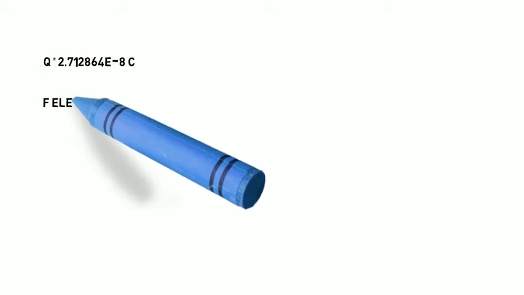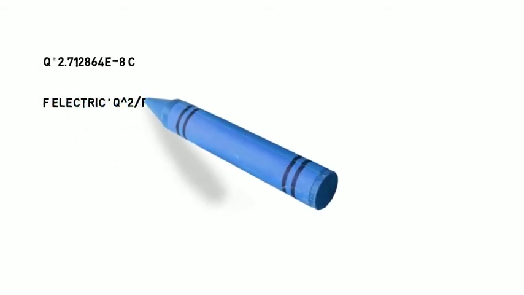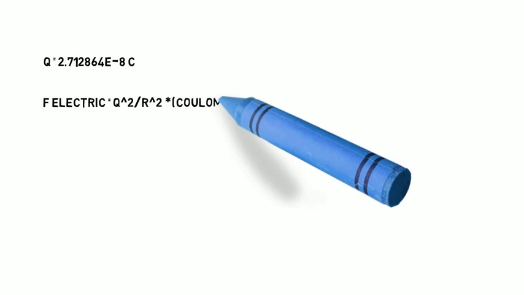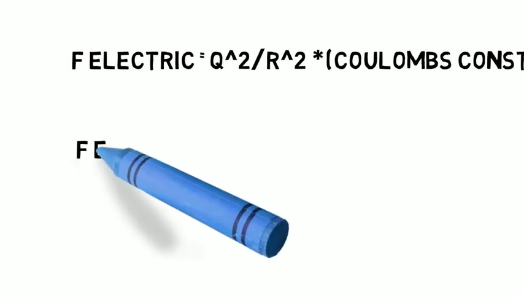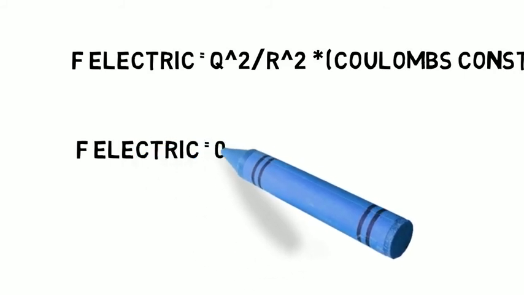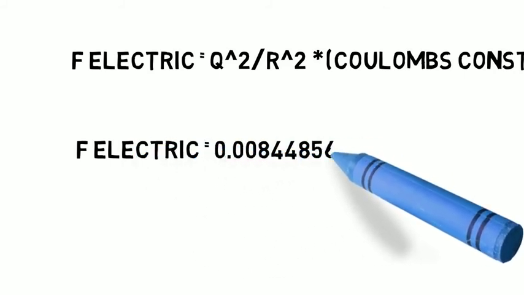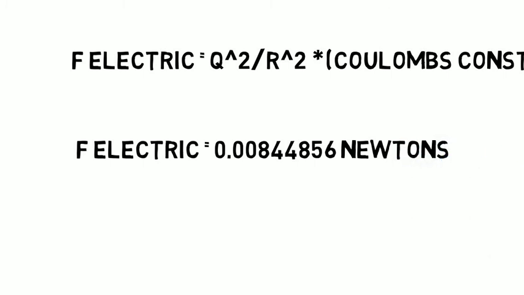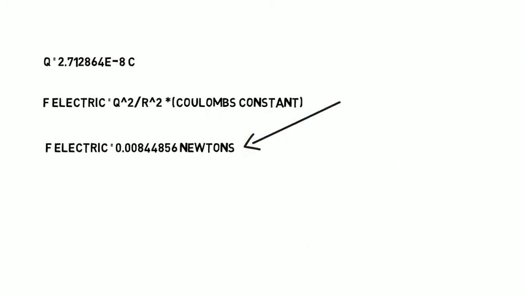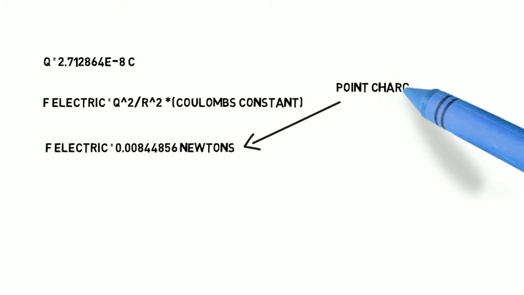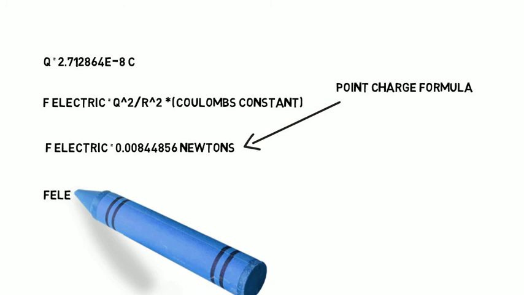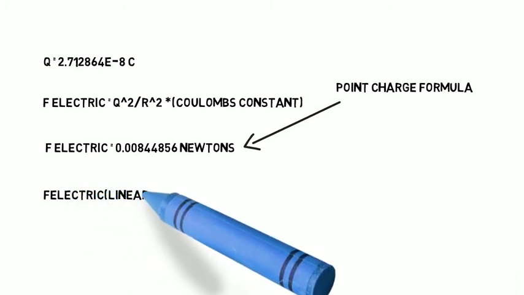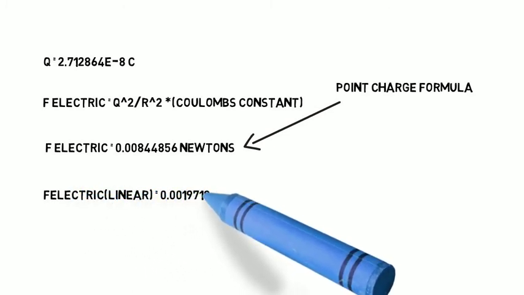So what if we wanted to use our Q as the charge for the point charge and do what we did in the first lab? So using the formula for a point charge, you find the electric force using our new Q is 0.00845 newtons, which is a lot higher than the force of gravity and also higher than the electric force that we got doing our linear charge summation.